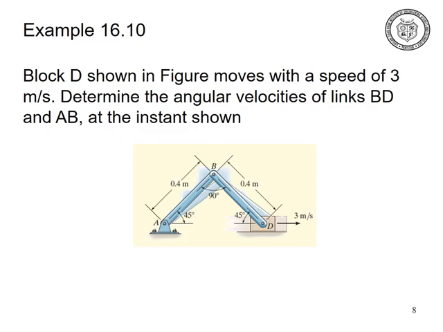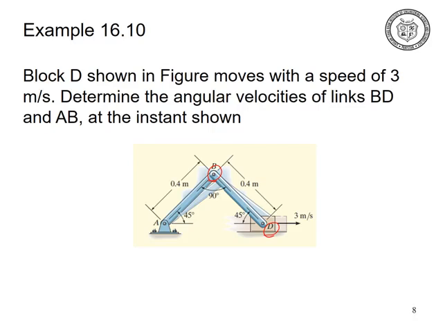So in this case, the velocity of the particle D is given to us. We have to find out the angular velocity for the link BD and the angular velocity for the link AB. As the particle B is at the connection between link AB and BD, for both the links the velocity of the particle B will be the same. So what is the direction of this velocity B?